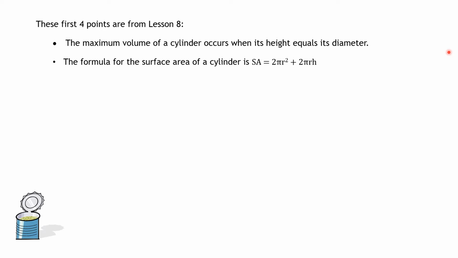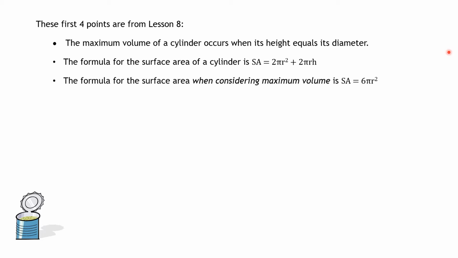The formula for the surface area of a cylinder is this one, and we talked about this one even from the beginning of this unit. The formula for the surface area, though, when you're considering a maximum volume, is this formula. And we talked about the derivation of that formula, where the formula came from, in our last lesson. So you only really need this one because from this one you can get to this one right here. Because when the height equals the diameter, we sub in 2r for this h here so that we can get our new formula. And the last one is the formula for the volume of a cylinder, V equals pi r squared h.